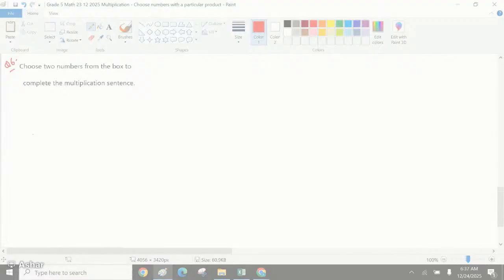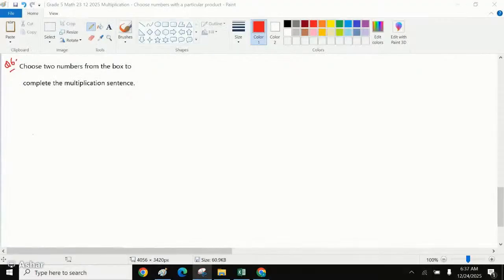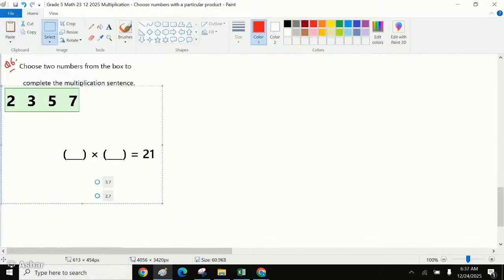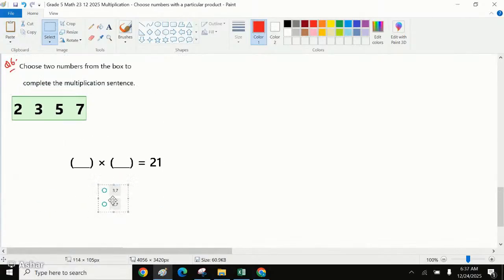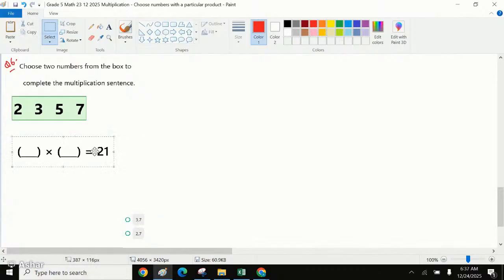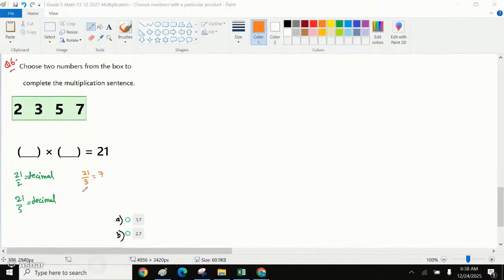The next question says the options given are 2, 3, 5, 7. If these are the options given to us, we need to see which 2 numbers when multiplied would give the answer of 21. This is option number A, option number B. So can we say 21 divided by 2? It's a decimal, right? That means it cannot be the answer. 21 divided by 5, it's still a decimal. But can we say if 21 is divided by 3, it should be equal to 7, right? So can we say 21 would be equal to 3 multiplied by 7?